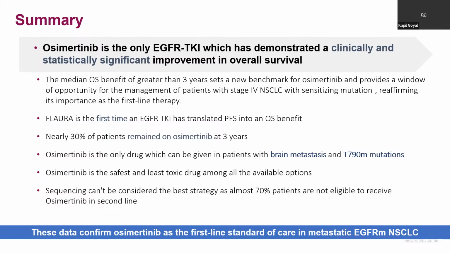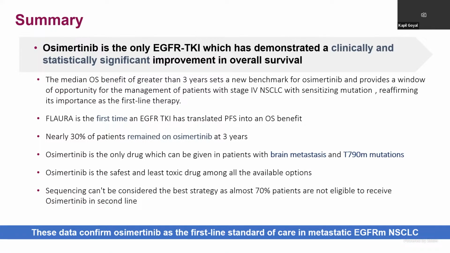FLAURA is the first time that an EGFR TKI has translated PFS into an OS benefit, and nearly 30% of the patients are still on osimertinib after 3 years. And it is the only drug which is effective in patients with brain metastasis and who have T790M mutations as well. Talking about safety, it is the safest and the least toxic drug, with the least discontinuation rates and the least number of grade 3 and 4 toxicities.